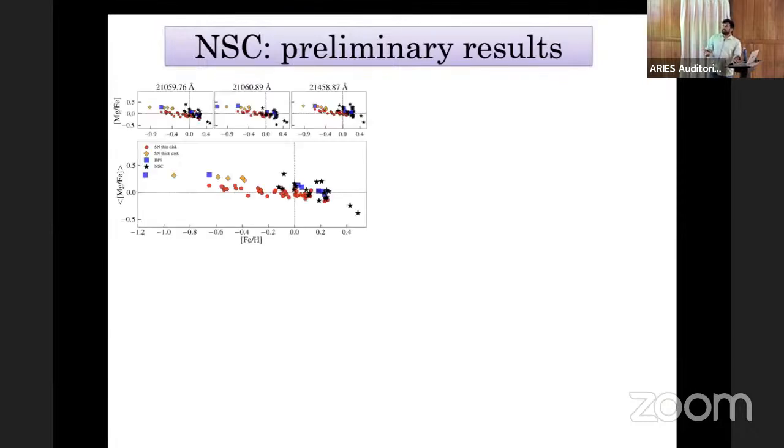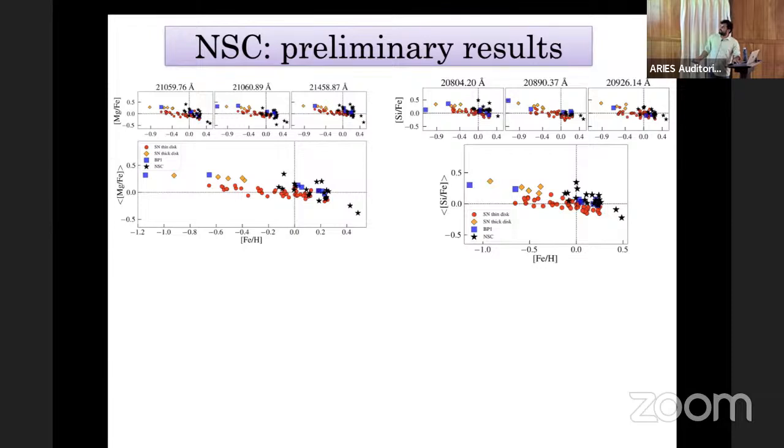Now, I will also show some preliminary results for the nuclear star cluster. For magnesium, 3 lines have been used, and these are the 20 stars. The blue points represent the BP1 stars that I have shown earlier, and the black stars are the nuclear star cluster. Again, you can see that they are following the upper envelope, but the nuclear star cluster stars are mostly metal rich. As you can see, there are no stars in this part.